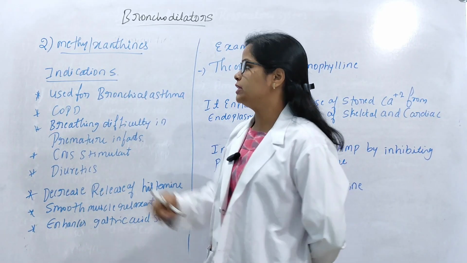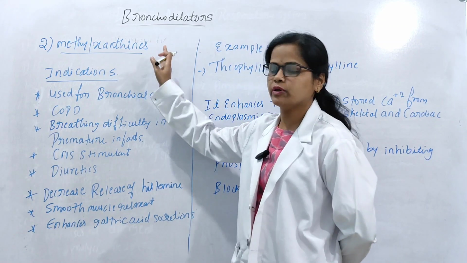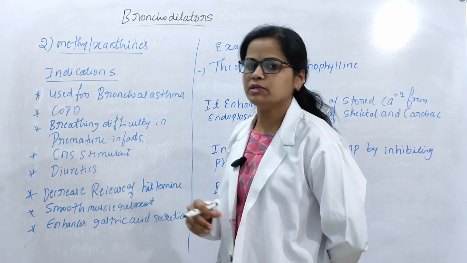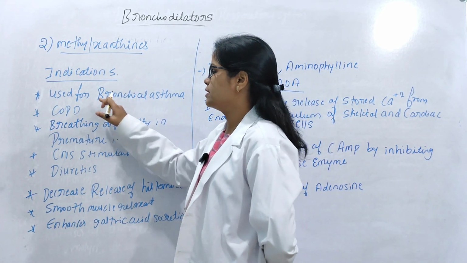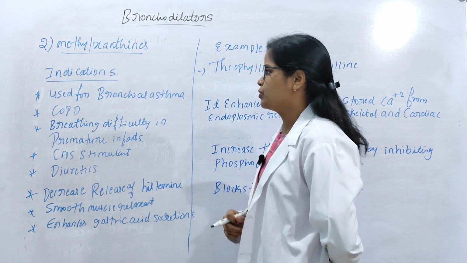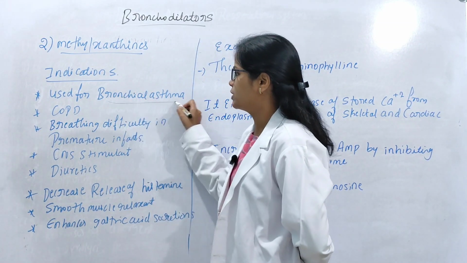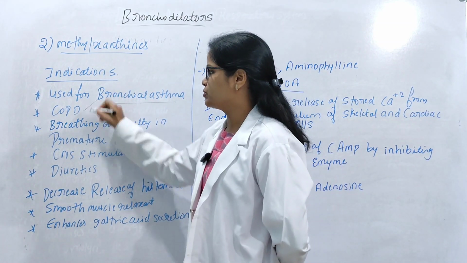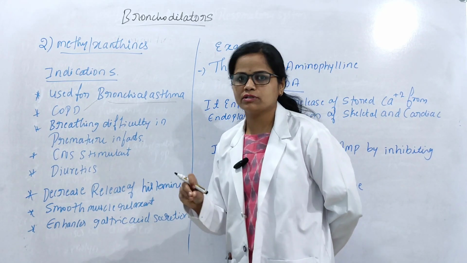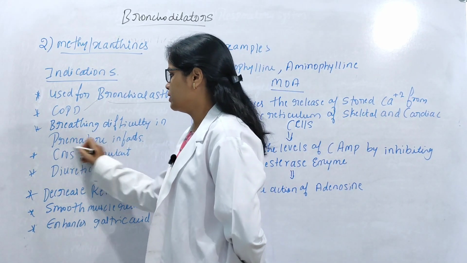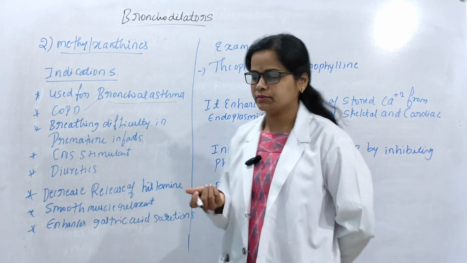Next we'll talk about methylxanthines. These drugs come under the bronchodilators. The indications mean in which conditions we should use them. Methylxanthines are used for the treatment of bronchial asthma, chronic obstructive pulmonary diseases, and breathing difficulty in premature infants, because in premature infants there is lung immaturity, meaning the lungs are not mature yet.